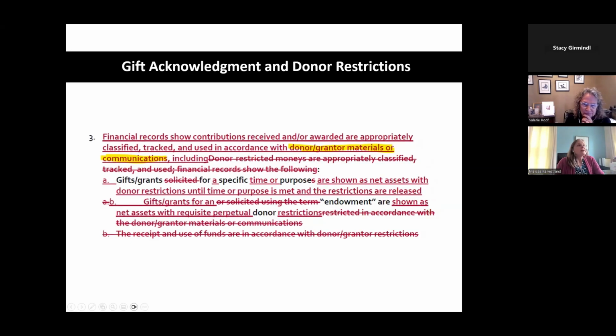Okay, moving on to the next change, which has to do with gift acknowledgements and donor restrictions. Again, the basis of the requirement has not changed. We're looking to say that donors and grantors have to have accurate information about how their contributions will be used, and you need to honor those donors and donor restrictions. We expect you to classify, track, and use those contributions appropriately based on how you're communicating them.